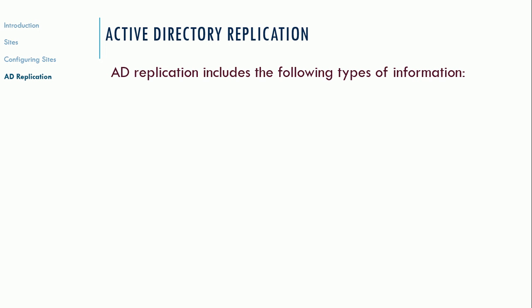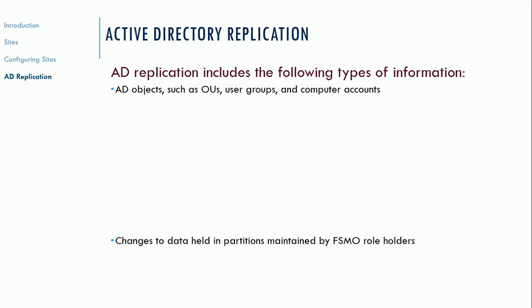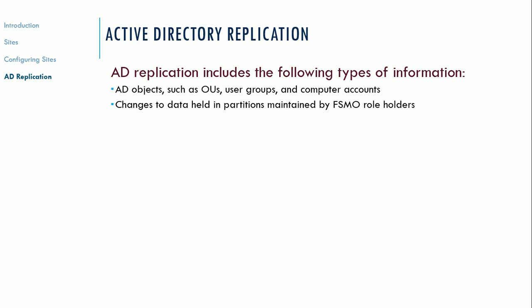Active Directory replication usually includes the following. It's going to be everything, all the information about objects like OUs, groups, computer accounts, and so forth. So all the things that we talked about in Unit 2, as well as changes to data held in partitions maintained by FSMO role holders, and trust relationships between different servers.